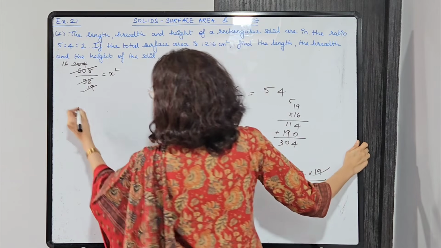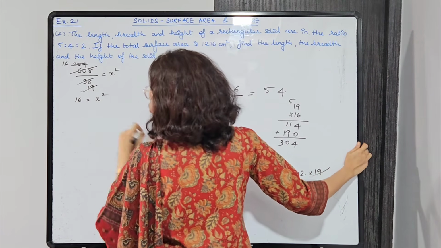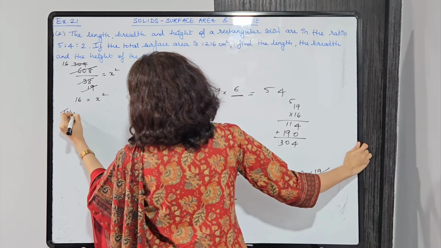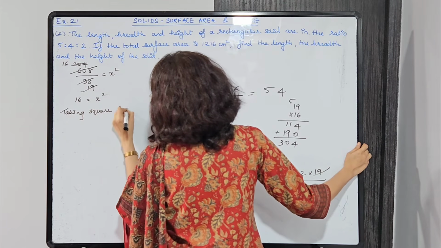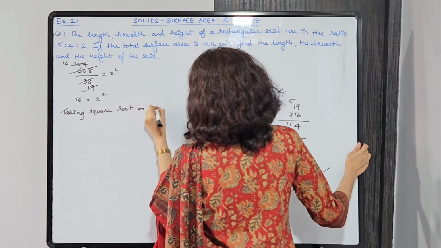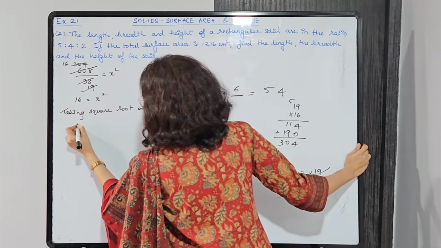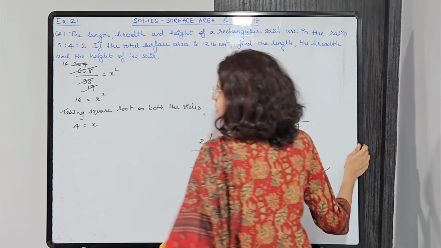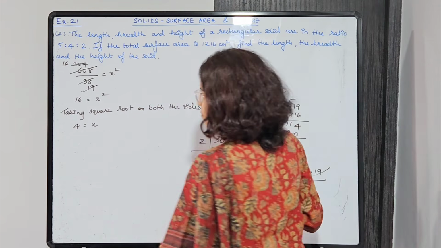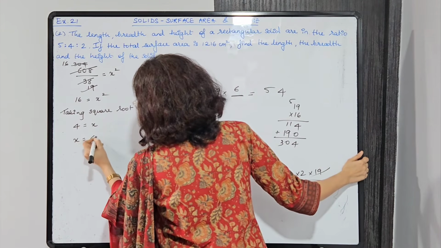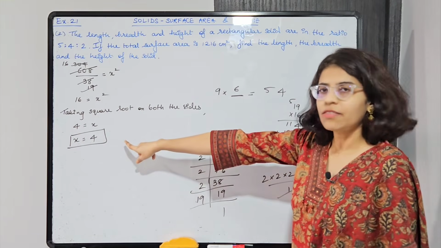So 16 is equal to x square. Taking square root on both the sides. Four is equal to x, right? 16 का square root 4, x square will be x. So x is equal to 4. Just switch the sides. x का वैल्यू मिल गया.